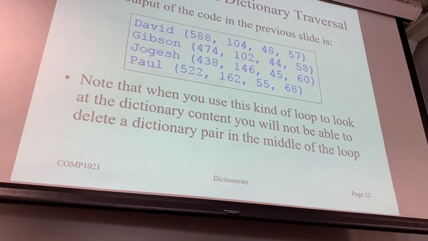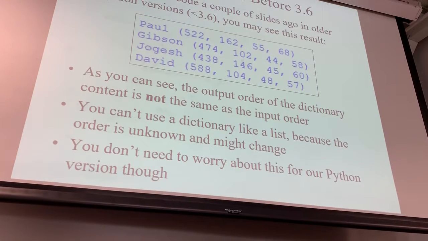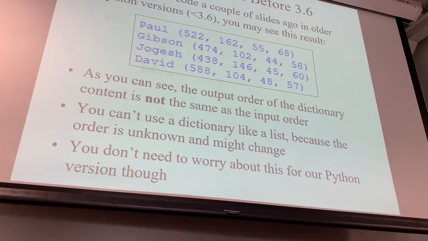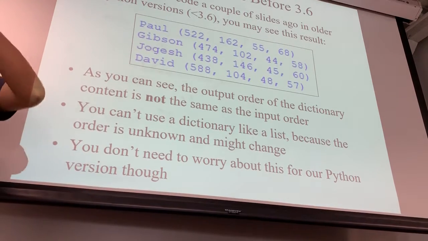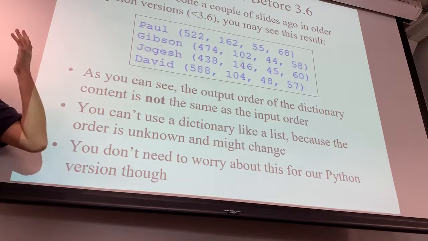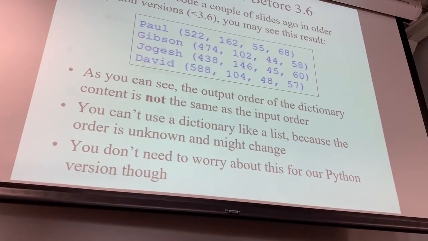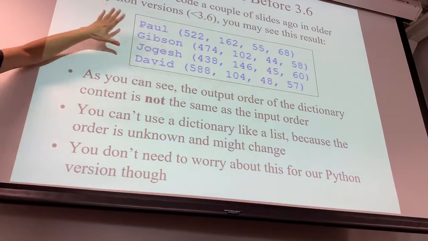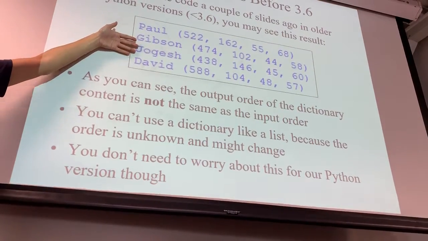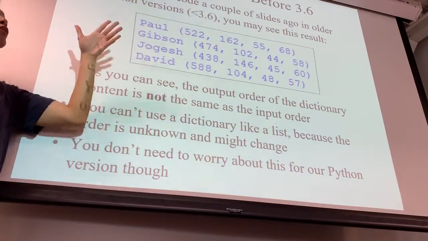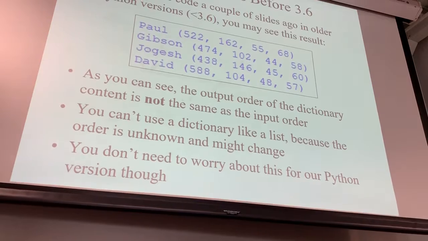Actually, previously, they were not like this. How previously? Any Python version before 3.6, that means 3.5, 3.4, 3.3, anything before 3.6, does not work like that. If you put things into a dictionary and print them out, this may be what you get. Obviously the order is not the same as the one we added, so the order you print them out is different from the order you added them.